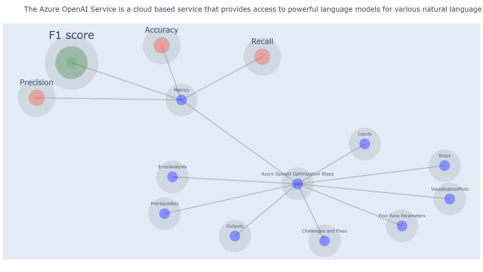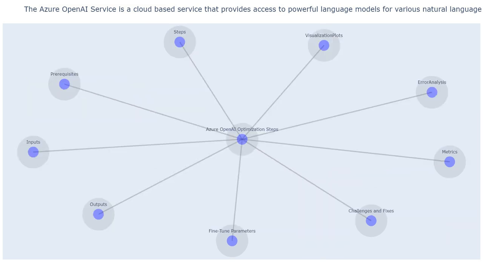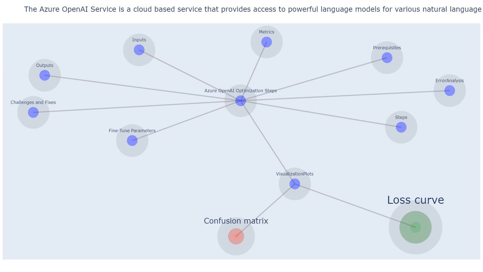F1 score is a harmonic mean of precision and recall. It provides a balanced measure of the model's performance, taking into account both precision and recall. Visualization plots. Loss curve is a plot that shows the value of the loss function over time during model training. It provides insights into the model's learning progress and can be used to identify potential problems, such as overfitting.